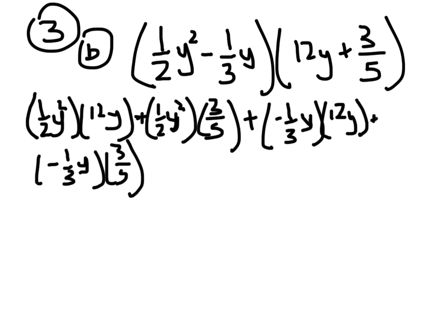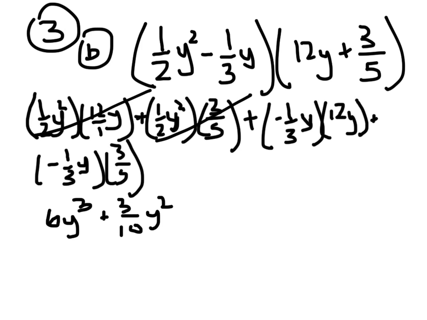Okay, now I'm going to multiply the 1/2 y squared by the 12y, and I need to multiply the fractions first. 1/2 times 12 is 12 halves, or 6, and y squared times y is y cubed. Then I have a 1/2 times 3/5, which will give me 3/10, and there's just a y squared there, not being multiplied by anything else, so it doesn't change.